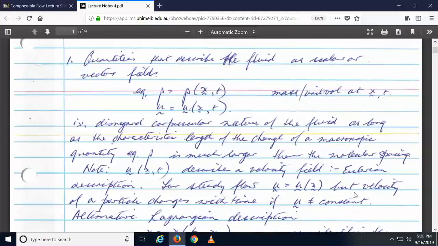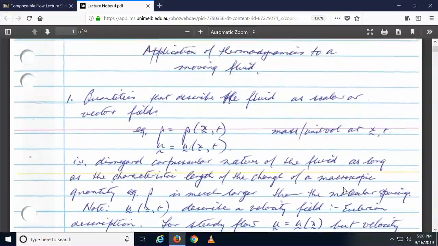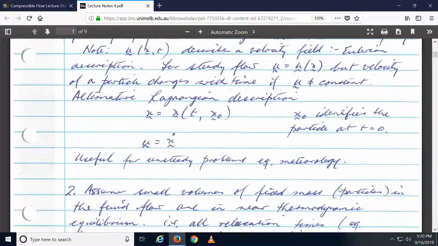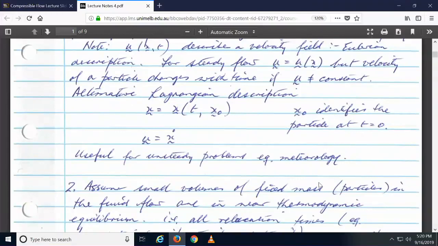Moves. So the alternative description I mentioned to you that is sometimes used for astrophysical problems that I know, where x is the position of a particular particle, and x naught is where the particle was at t equals naught.